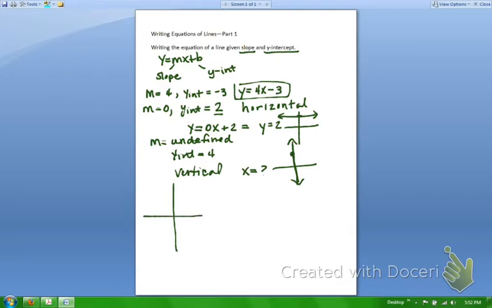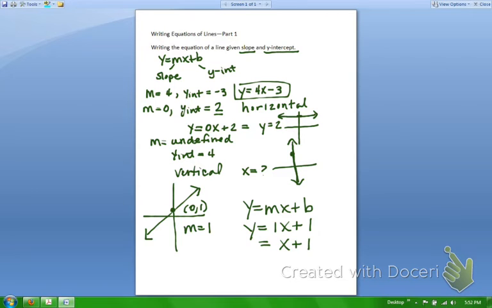If you're given a graph with a line like so, and let's say this y-intercept is the point 0, 1, and we have a slope of 1. How would you write that equation? Again, you just use your formula. Plug in what you know. The slope is 1 and the y-intercept is 1, or y equals x plus 1.